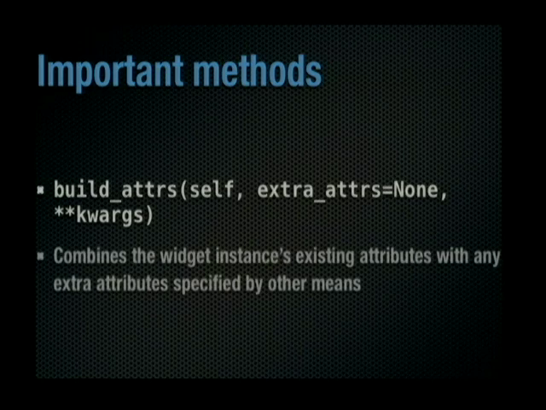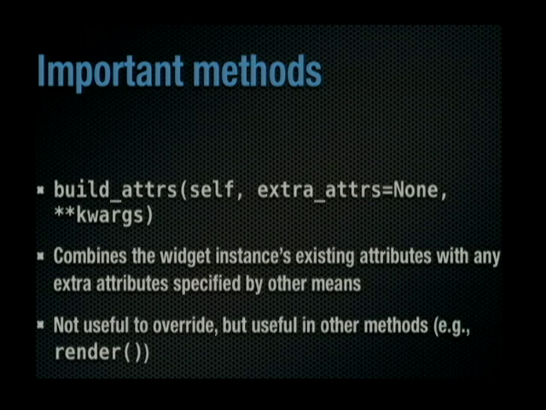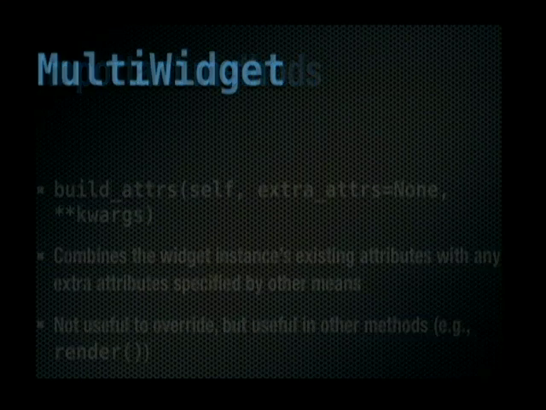There's also build_attrs. This lets you, because there are ways to provide other attributes to a widget besides just whatever is natural for it or defined on its class, combine everything and get you the final set. It is useful to know about this if you want to, say, override render. You probably want to grab this and get that full list of attributes.